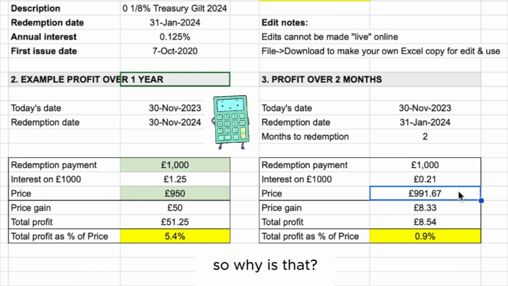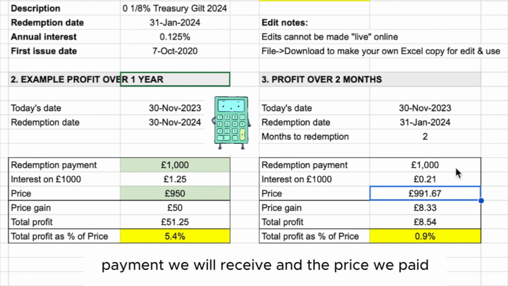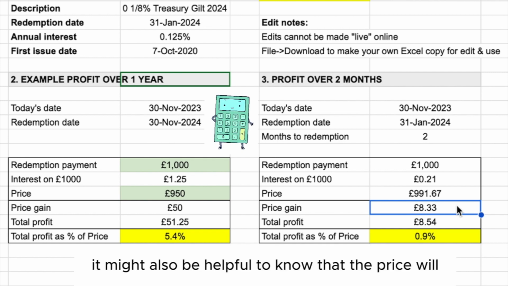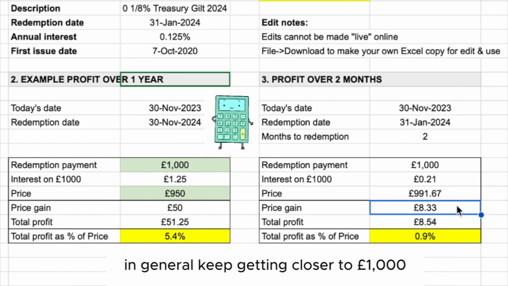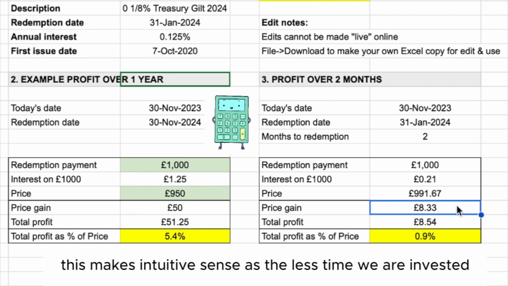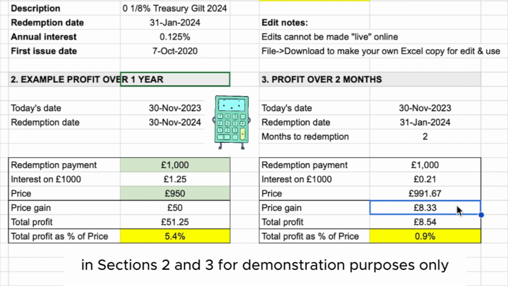So why is that? Well, the price gain is the difference between the redemption payment we will receive and the price we paid. So a smaller price gain means the price must be closer to £1,000. It might also be helpful to know that the price will in general keep getting closer to £1,000 as we approach the redemption date. This makes intuitive sense, as the less time we are invested, the less profit we expect to make. Finally, I have selected the prices in sections 2 and 3 for demonstration purposes only.